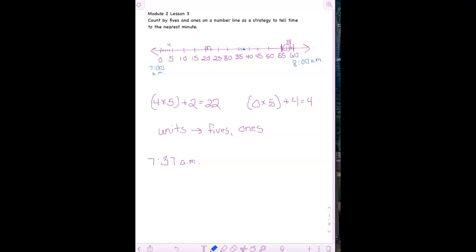Right there would be 7:37. How many 5s did we use? Let's count. 1, 2, 3, 4, 5, 6, 7 5s. So we used 7 5s plus how many 1s? 2. And that gives us 37. Let's try another one. Let's try 7:13 a.m.